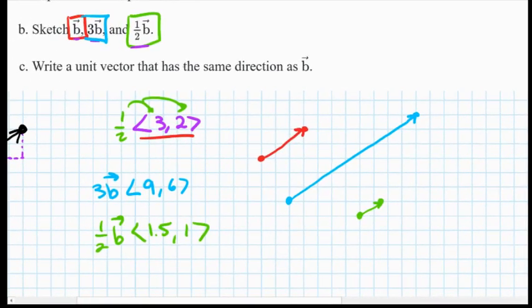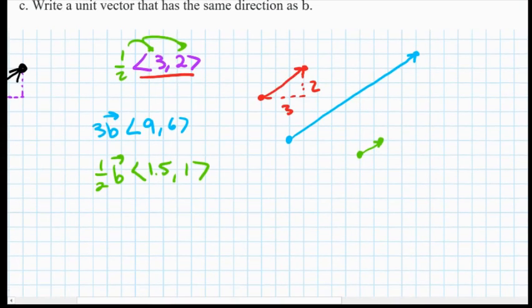Now, a unit vector has the same direction as b. To do that, I'm going to go ahead and find the magnitude first. When I find the unit vector, I'm going to find the magnitude and then divide each of the terms by that. So I'll use my original vector b to do that. Again, we have a right triangle here of 3 and 2. So to find the magnitude, I'm going to use the Pythagorean theorem.